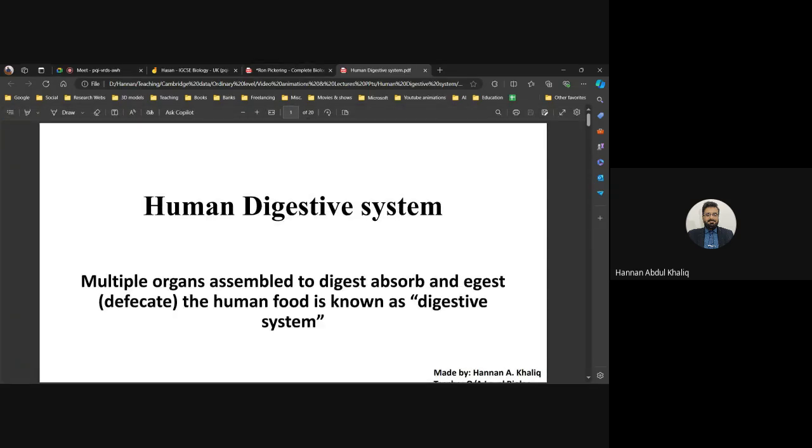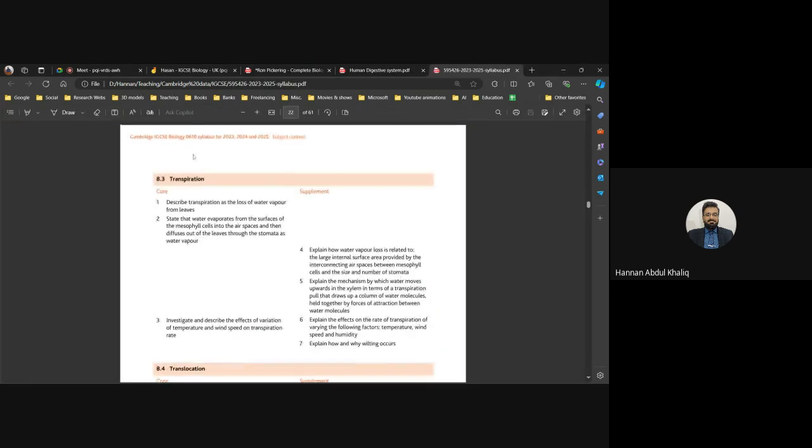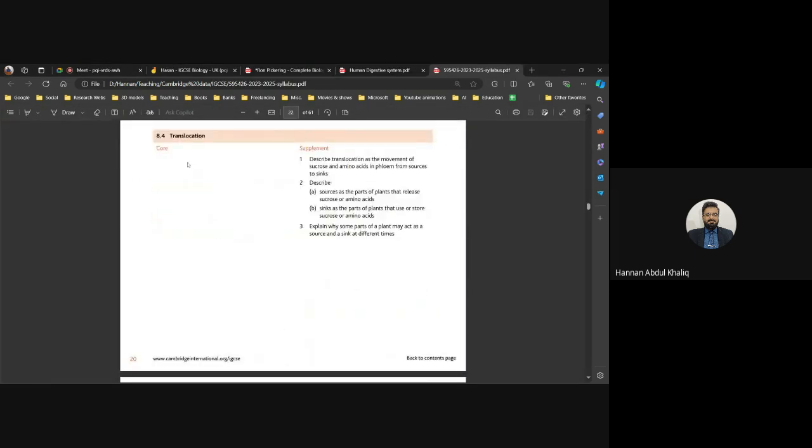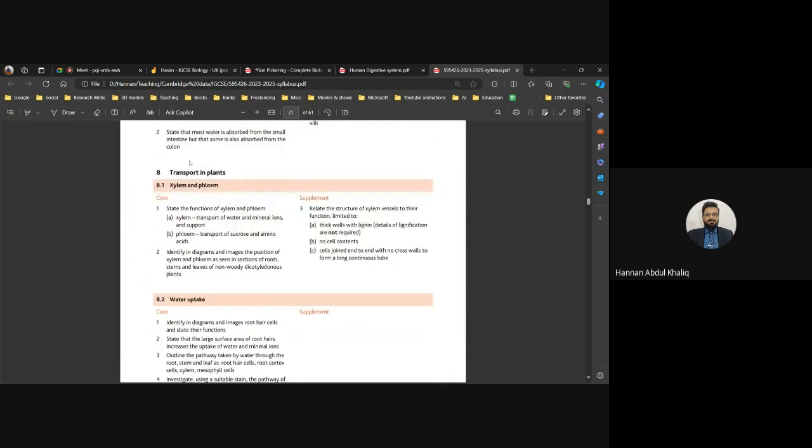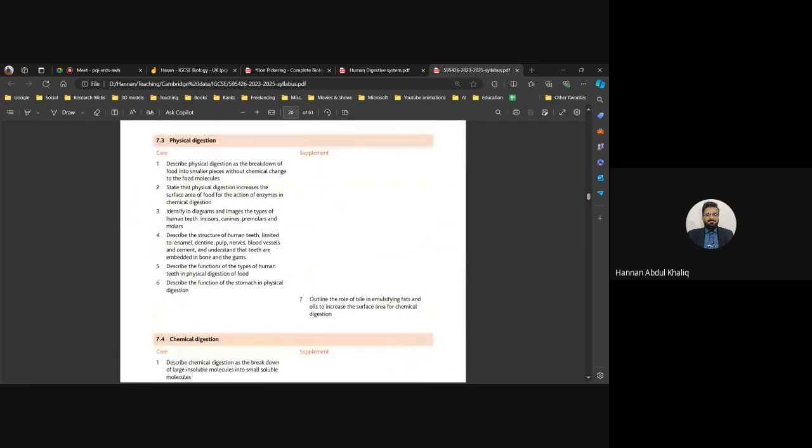Now this is a slide made by me. I often teach this particular chapter with the help of this slide, and this would help you understand how the organs are arranged and how the functions are going to be done.